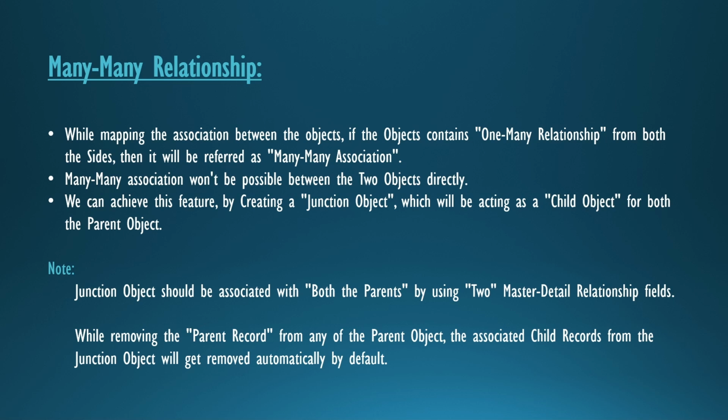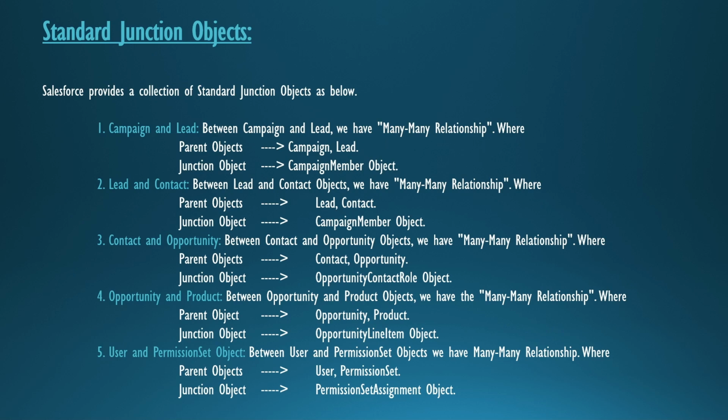Standard junction objects. Salesforce provides a collection of standard junction objects as below. 1. Campaign and lead. Between campaign and lead, we have many to many relationship, where parent objects are campaign and lead. Junction object is campaign member object. 2. Lead and contact. Between lead and contact objects, we have many to many relationship, where parent objects are lead and contact. Junction object is campaign member object.